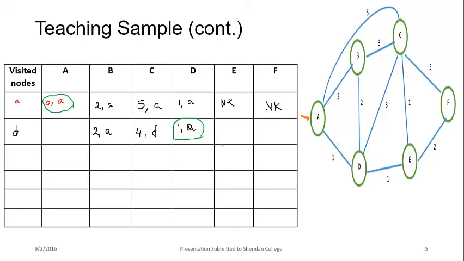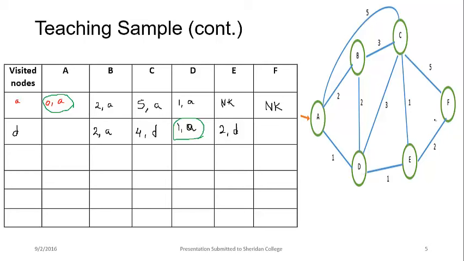And from D to E, 1 unit. But I started from A to D, 1 unit, plus D to E, another 1 unit. It means 2 units. So I can put 2D here. So now, next move from D to F.